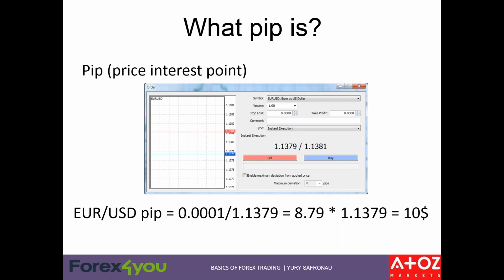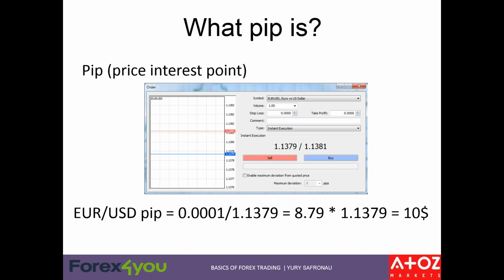A pip, an acronym for price interest point, is the tool of measurement relative to the smallest price movement made by the exchange rate. Currencies are usually quoted to four decimal places, meaning that the smallest change in the currency pair would be in the last digit. This makes one pip equal to 1/100th of a percent, or 1 basis point. For example, if a currency price we quoted earlier changed from 1.1200 to 1.1205, this would be a change of 5 pips.